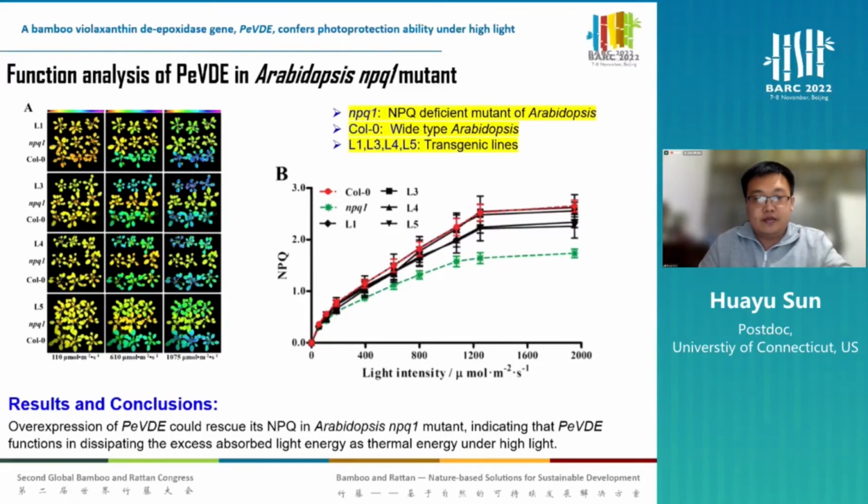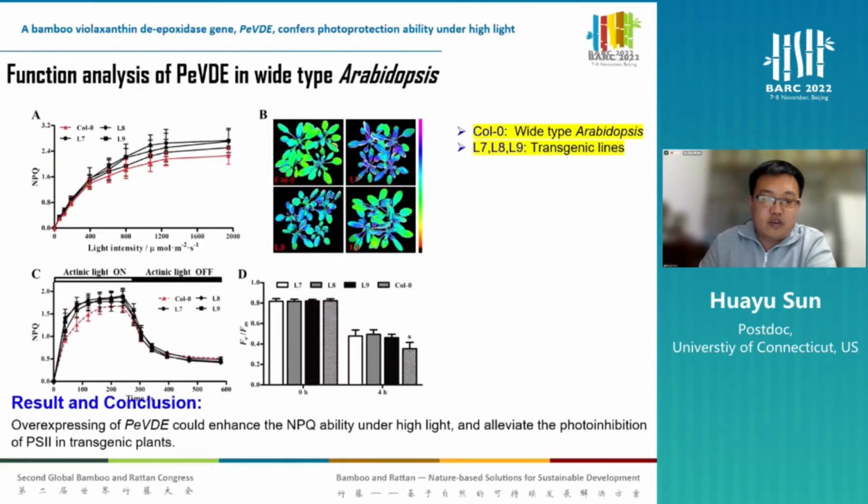And we also transformed the VDE gene into wild-type Arabidopsis. The overexpression of PVDE could not only enhance the NPQ ability under high light, but also alleviate the photoinhibition of photosystem 2 in transgenic plants.